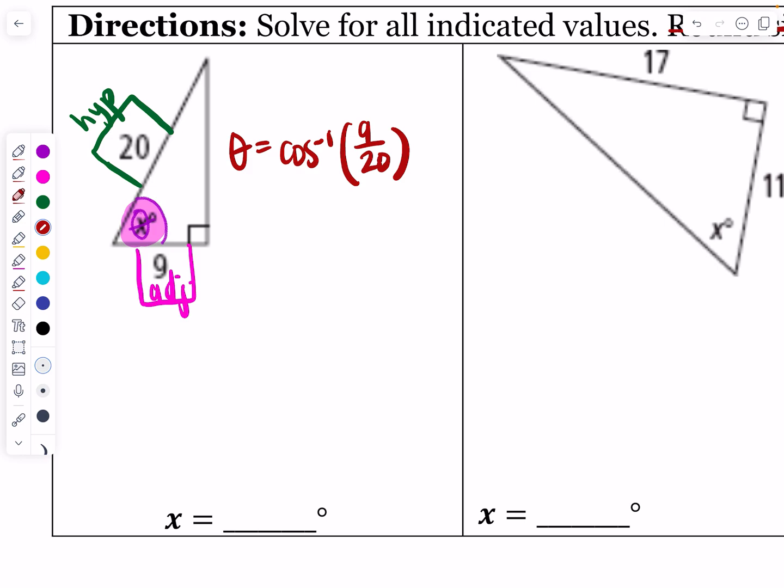So I actually think that this is easier than solving for side lengths because it's fewer steps. So how many degrees is that approximately? About 63 degrees. I'm going to change that to approximately, which means that the other angle would be the complement of that. 90 minus 63 would be 27 degrees.